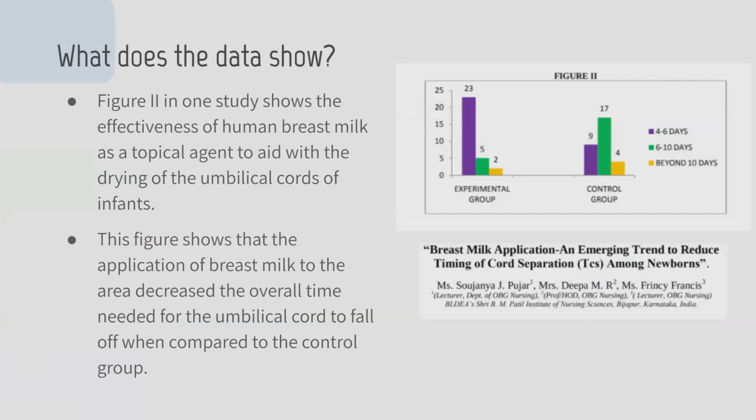We looked at a couple different figures from some of the smaller studies that this study analyzed. So in this figure 2, one study shows the effectiveness of human breast milk as a topical agent to aid with the drying of umbilical cords in infants. And this figure shows that the application of human breast milk to the area decreased the overall time needed for the umbilical cord to fall off when compared to the control group. For instance, 23 out of the 30 infants in the experimental group had their umbilical cord fall off after 4 to 6 days, while this happened for only 9 infants in the control group.